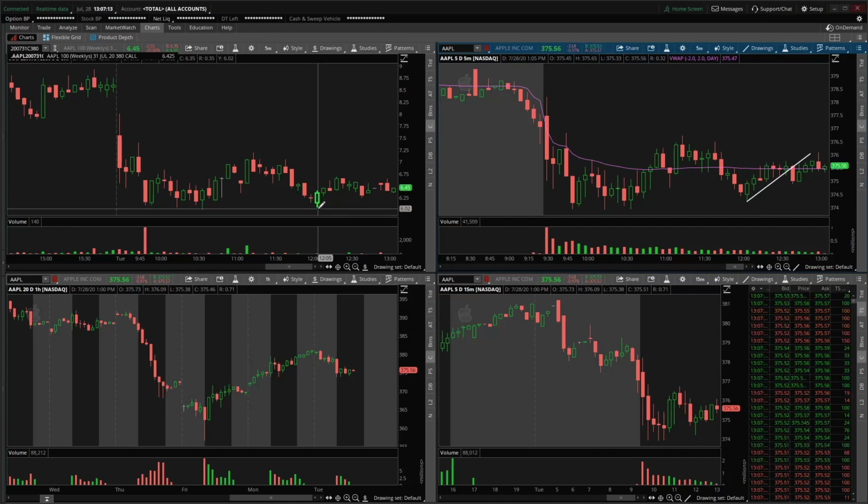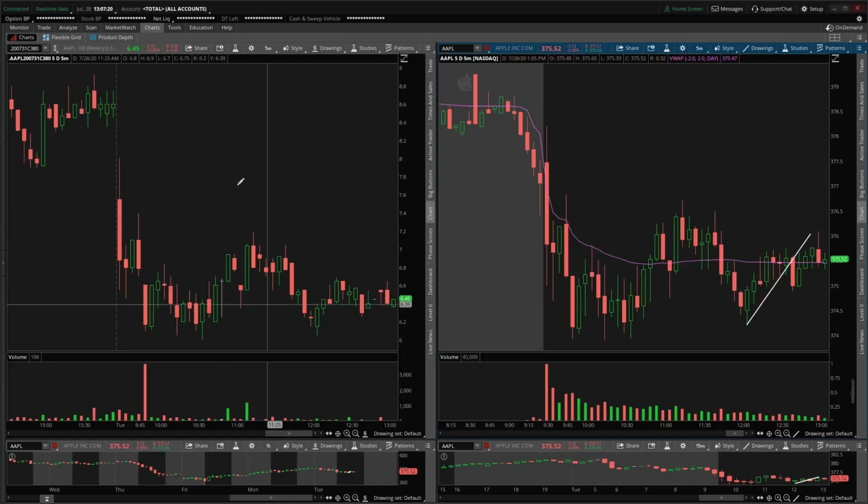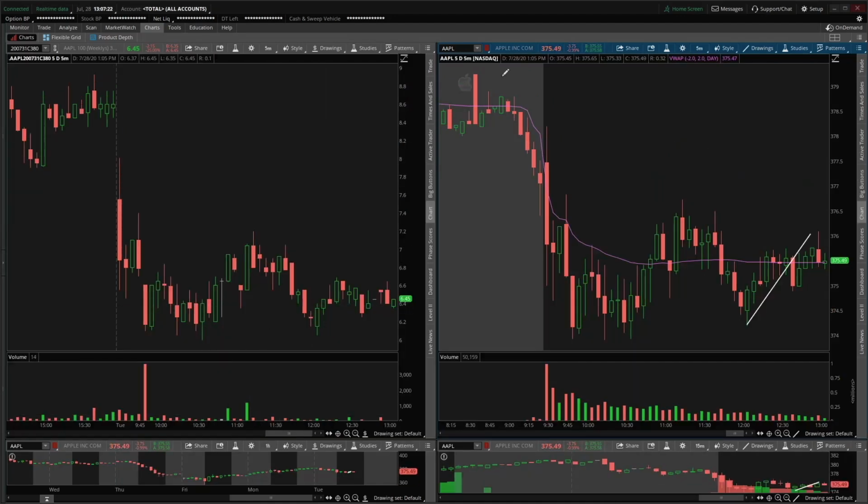Because we're talking about a bullish position, we want the stock of Apple to go up, so we're going to buy calls. In this case, there are two price charts on the left and right. On the left is the option chart, and on the right is the stock chart. They look identical because, like I said, an option is a derivative. It follows exactly the pricing of another instrument, and in this case, it's Apple stock.